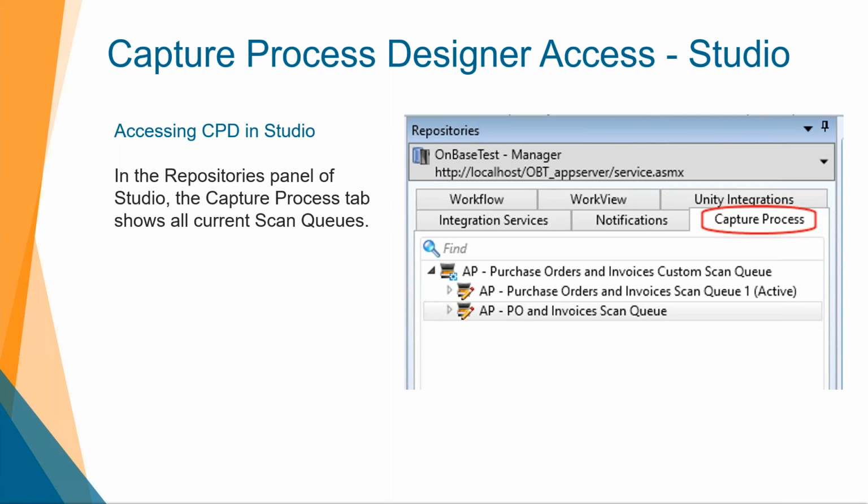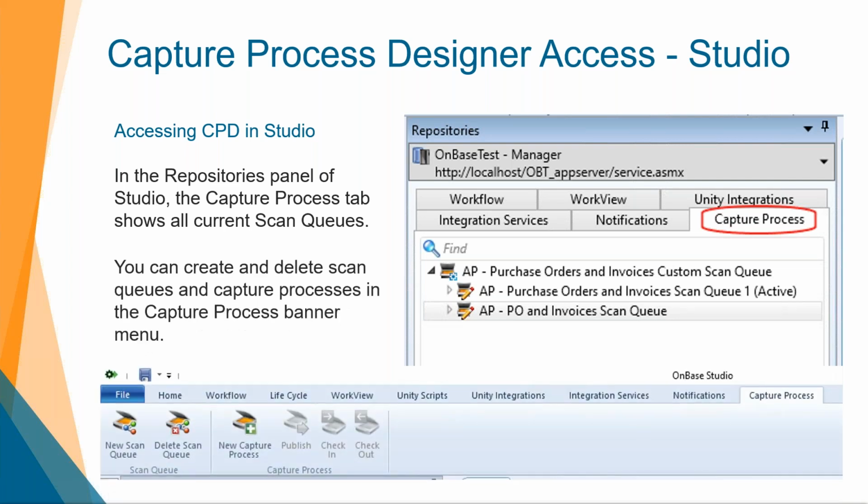To access the available scan queues in Studio, click on the Capture Process tab in the Repositories menu. You can also click on the Capture Process tab in the menu bar to bring up options for creating, deleting, and publishing queues and designs.